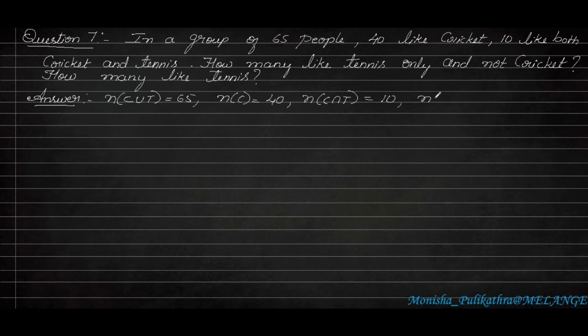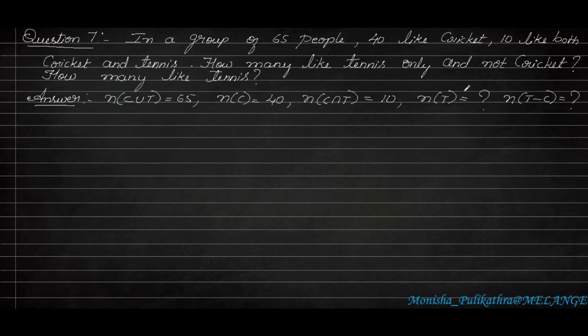We need to find out how many people like T. One thing we have to keep in mind: n of T means not only those people who like only tennis. In n of T, there may be some people who like cricket also. Another question is, how many like only tennis and not cricket? That means T minus C: they like only tennis and not cricket. We will be deleting everyone who likes cricket.